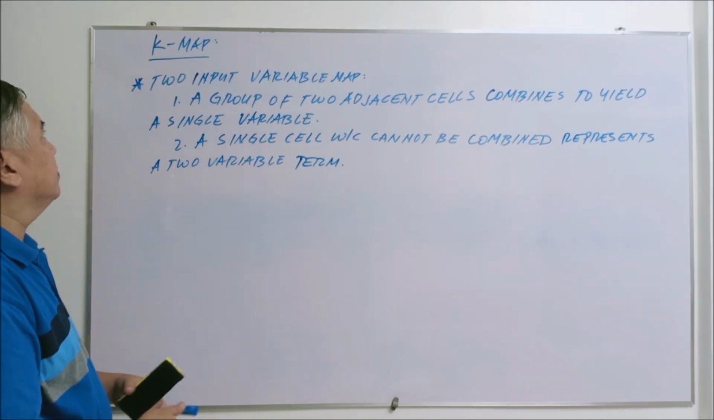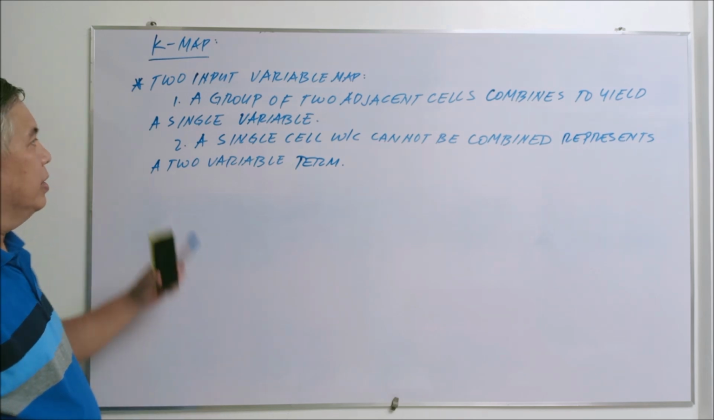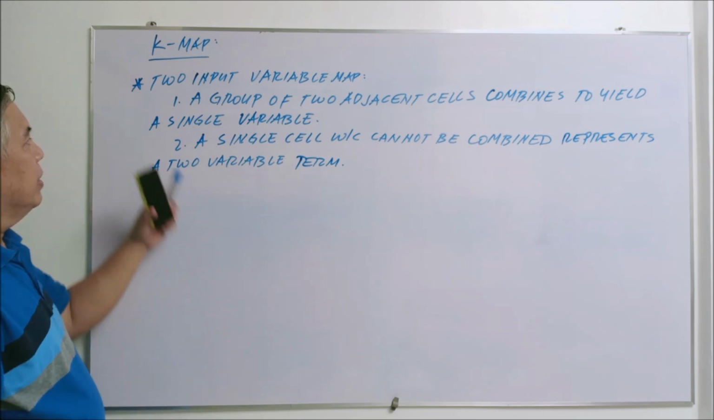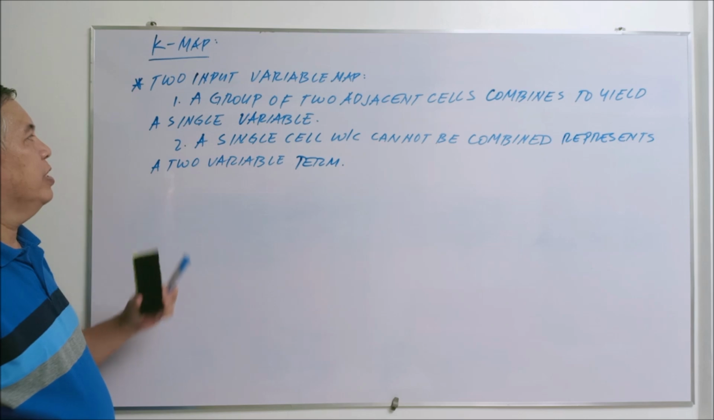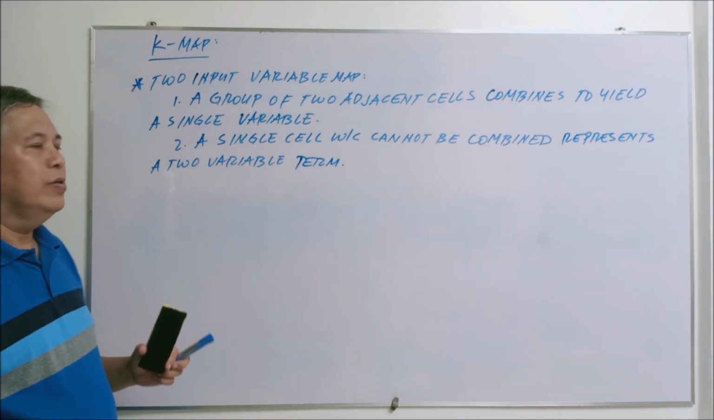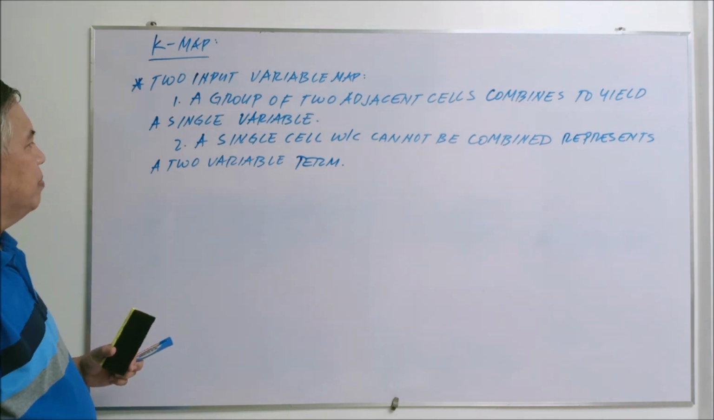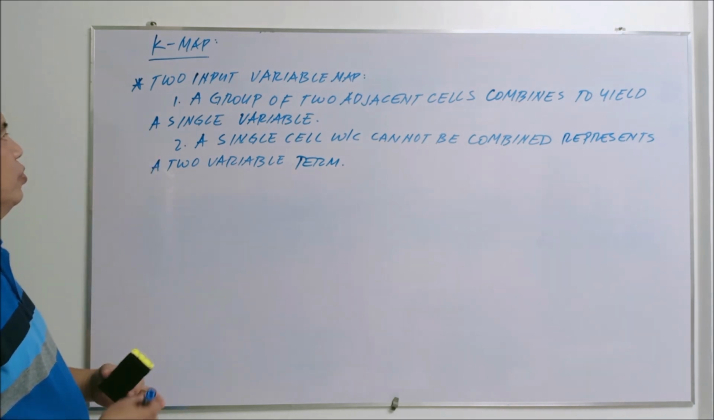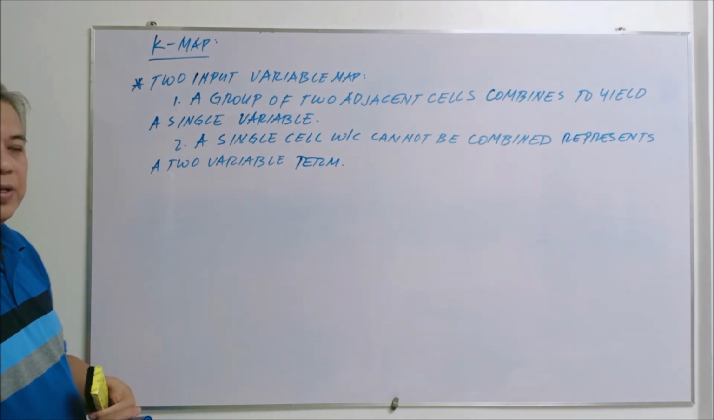So, let's have a two-input variable map. The first rule for a two-input variable map is a group of two adjacent cells combines to yield a single variable. The second rule, a single cell which cannot be combined represents a two variable term. So these are the two rules in a two-input variable map.